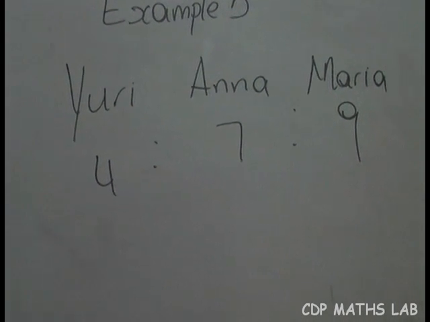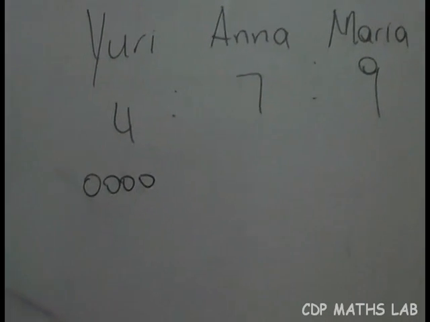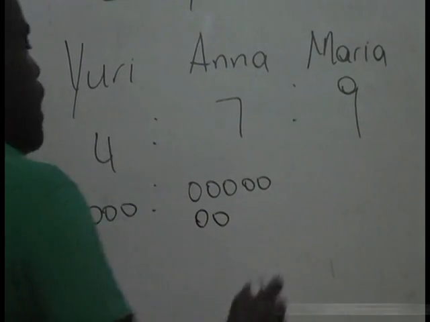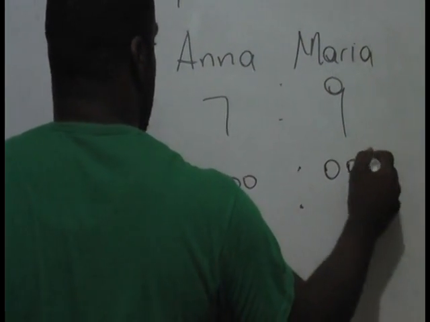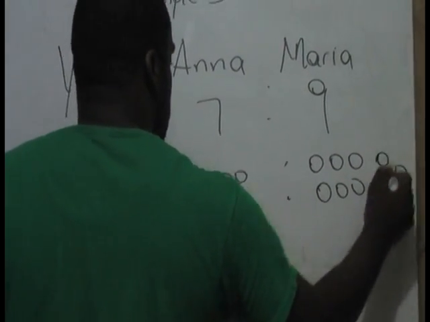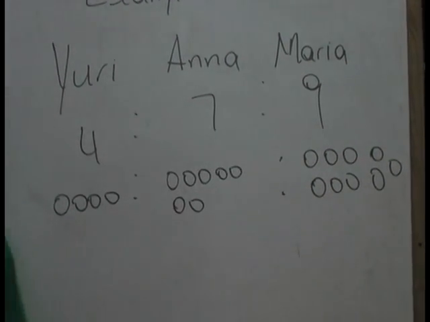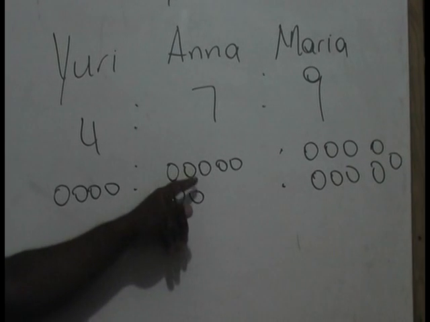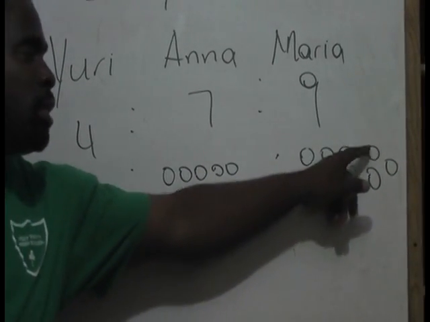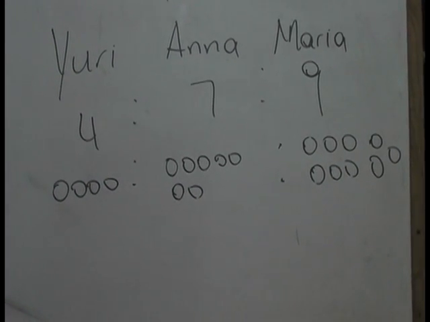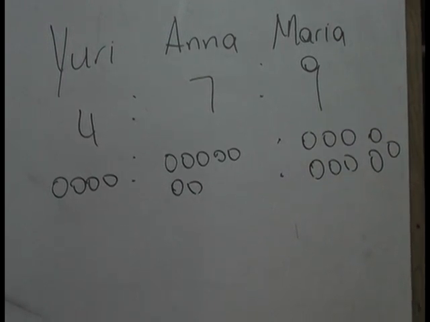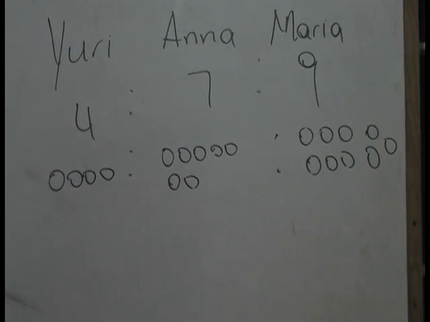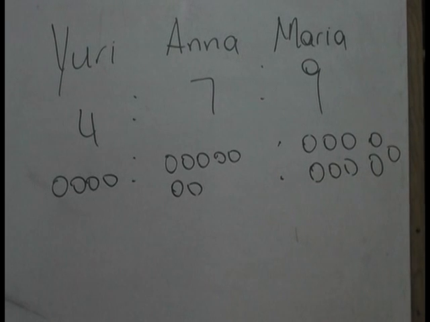Let us see. Now, we have 4 circles to represent Yuri's share, 7 circles to represent Anna's share, and then we have 9 circles to represent Marya's share. Good. So automatically we can add on the circles to get the total number of circles. And then the answer here would be 1, 2, 3, 4, 5, 6, 7, 8, 9, 10, 11, 12, 13, 14, 15, 16, 17, 18, 19, and 20. So the total number of parts is 20. Sorry, that's not 20. Is it 20? Tell me, is it 20? Yes, it is 20. It's 4 plus 7 is 11, plus 9 is 20. Haha, couldn't catch it, did you? Think you did, huh? Alright, so the total number of parts is 20.